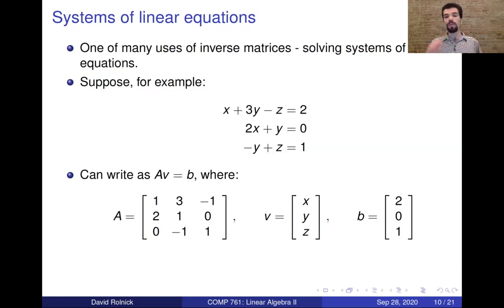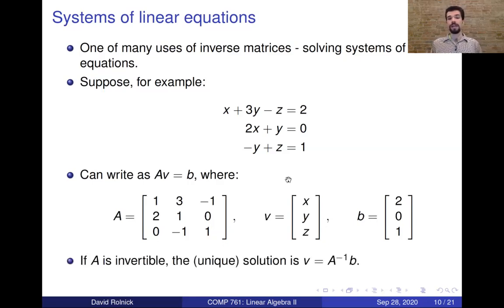Now, why is this better, representing it as matrices? Well, because there are ways to get the inverse of a matrix. I'm not going to go into inverse algorithms, but you can get the inverse of a matrix. And if A is invertible, then the unique solution here is given by V equals A inverse B. So you can just do this with matrix multiplication.